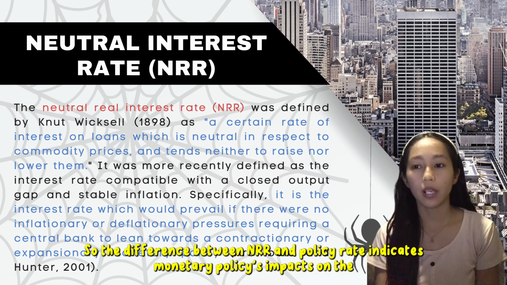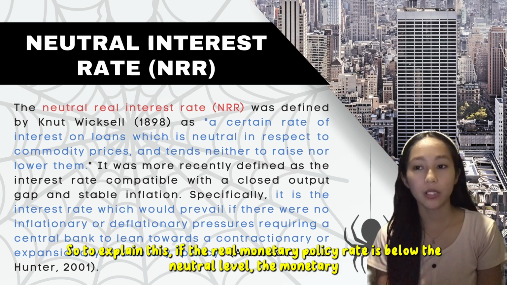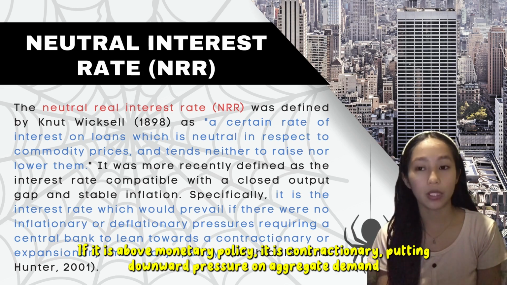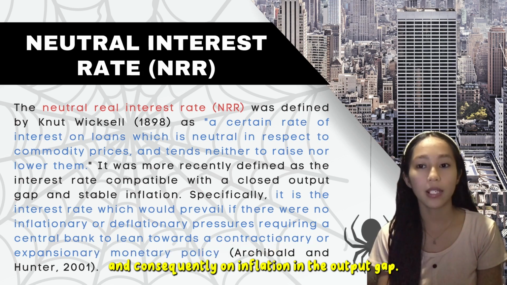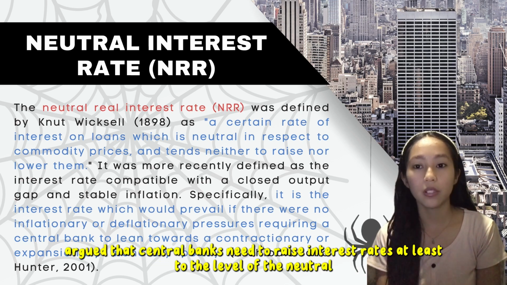So the difference between NRR and policy rate indicates monetary policy's impacts on the economy. So to explain this, if the real monetary policy rate is below the neutral level, the monetary policy stance is expansionary. If it is above, monetary policy is contractionary, putting downward pressure on aggregate demand and consequently on inflation and the output gap. With inflation running currently above target and short-term interest rates still low, economists argued that central banks need to raise interest rates at least to the level of the neutral rate.